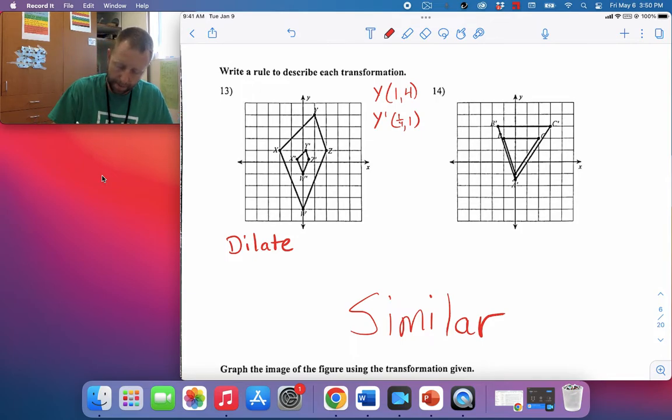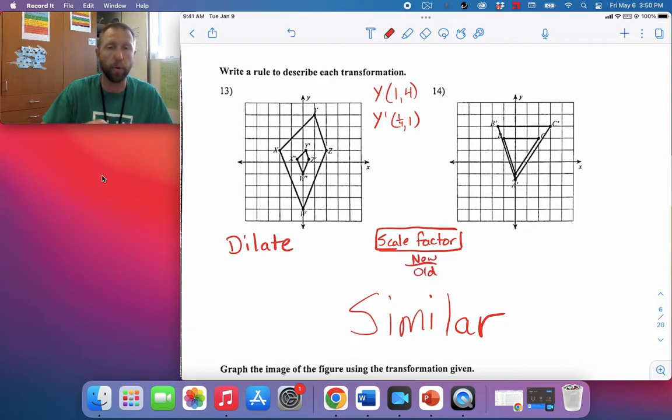I want you to write this down. Scale factor. Actually, let's put it in a box. And then under that, I want you to put new divided by old. I want the new measurements or the new coordinates divided by the old or the original coordinates. Remember, the ones without the apostrophe, those are the old coordinates. Those are the original, the OGs. The new ones are the ones that have the little prime symbol, that little apostrophe.